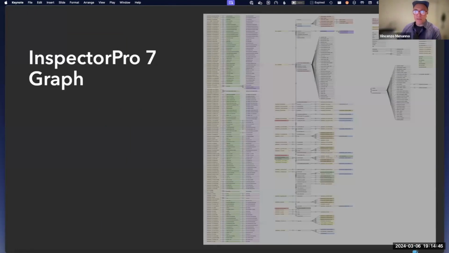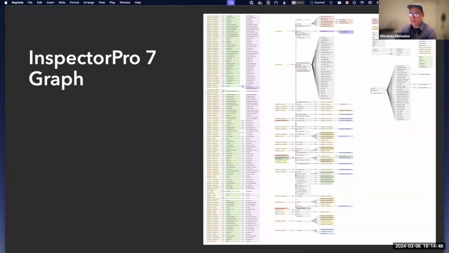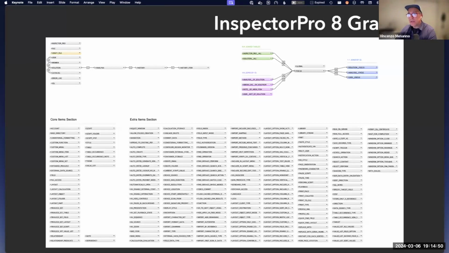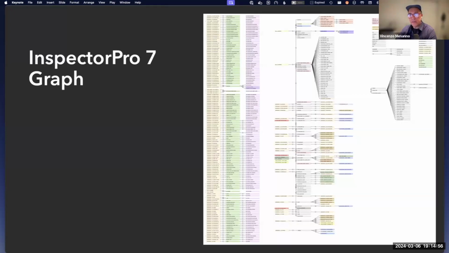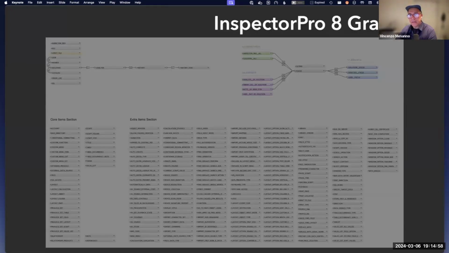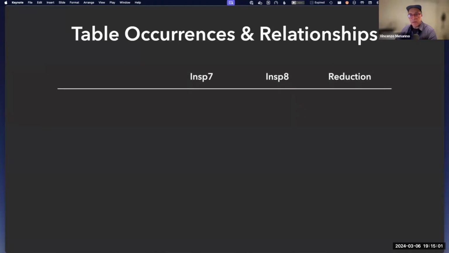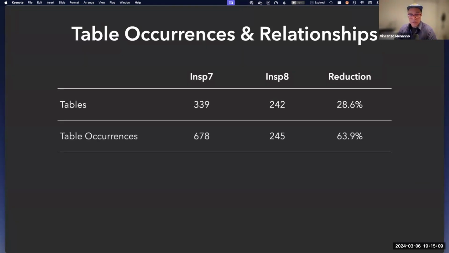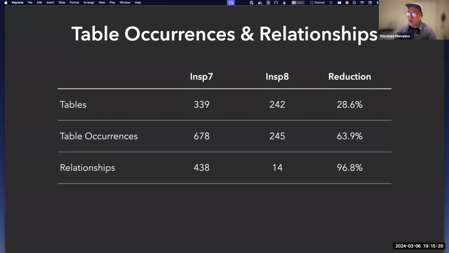So, processing comparison. This is the graph in Inspector 7. This is the graph in Inspector 8. They're dramatically different. Like I'll show this again here. This is 7, and this is 8. Okay, so some of the improvements and reductions in code that we had. We had 339 tables, we're down to 242. So almost 30% reduction in tables. Almost 65% reduction in table occurrences, almost 97% reduction in relationships.